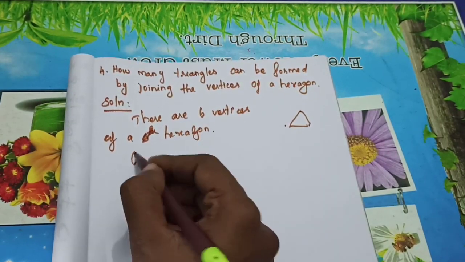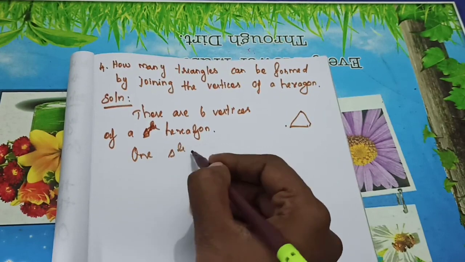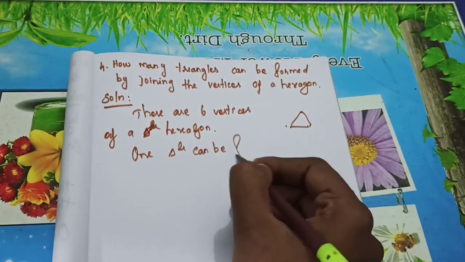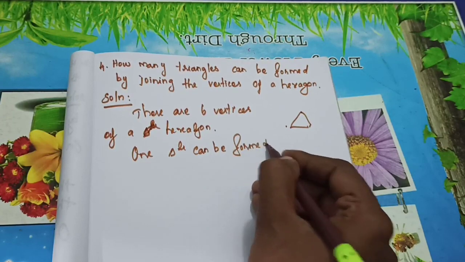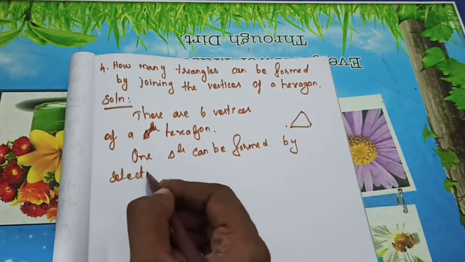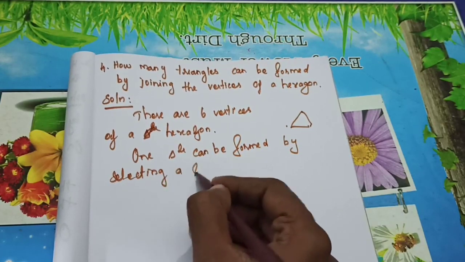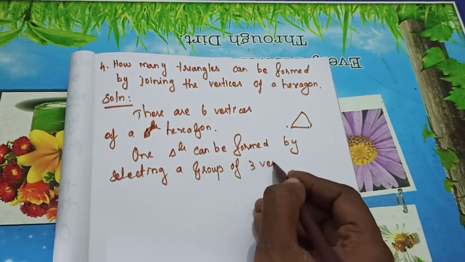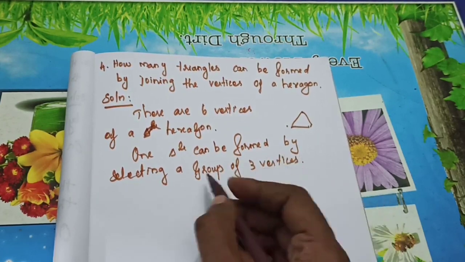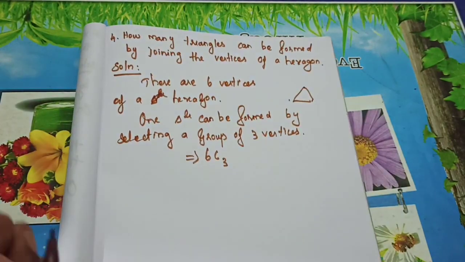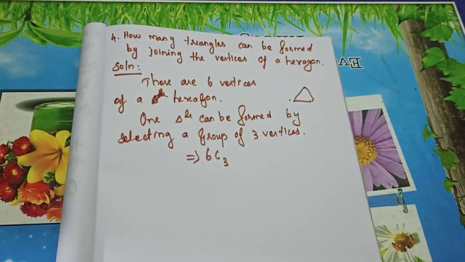One triangle can be formed by selecting a group of, how many vertices you need? 3 vertices. So how many ways are there? 6C3 ways. Yes. So out of 6 vertices in a hexagon, 3 vertices you need to draw a triangle.